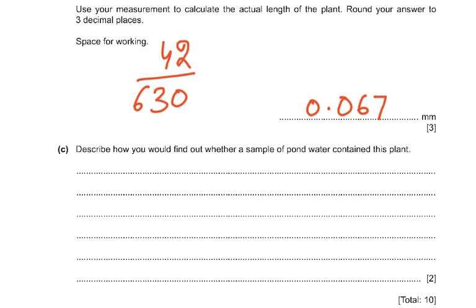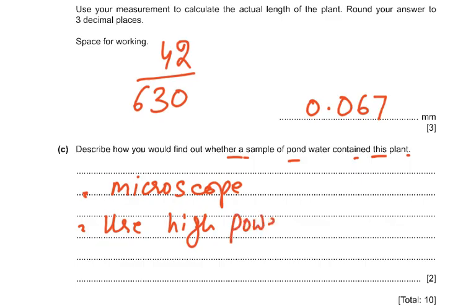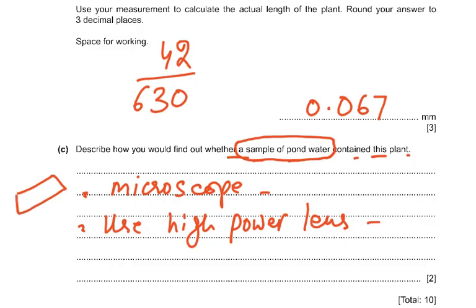Describe how you would find out whether a sample of pond water contained this plant. 2 marks. What would you do? You would take a sample of the water and place it on a slide and then look at it with the help of a microscope. And you would actually have to use a high power lens, because this is very tiny. So you take the sample of pond water, place it on a slide, add a cover slip to it, and then look at it under the microscope under high power, and you could probably see this structure in it.